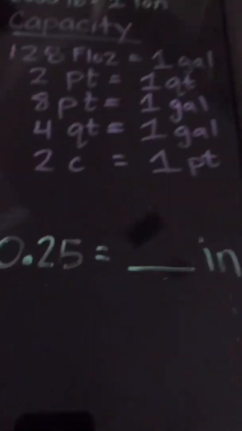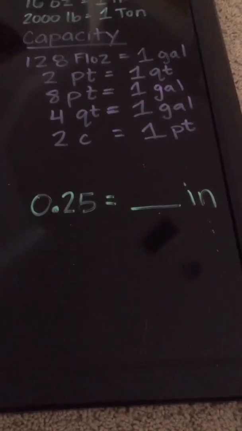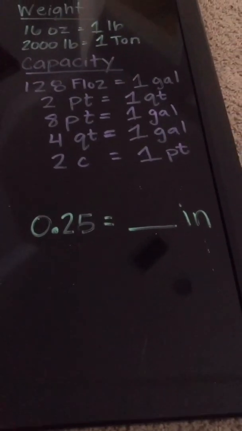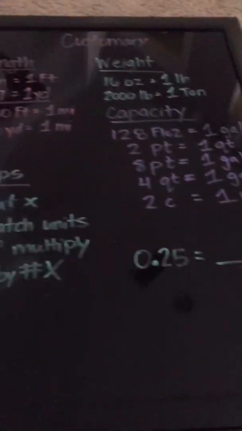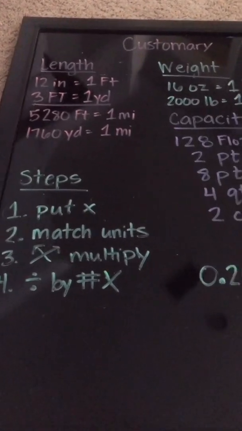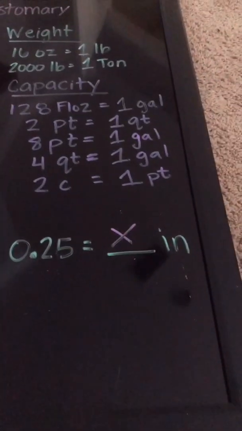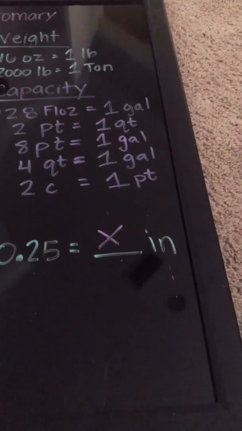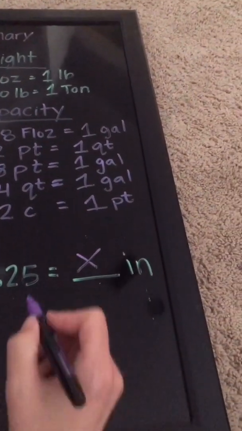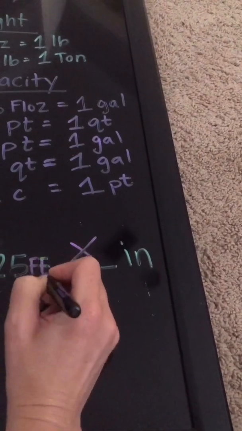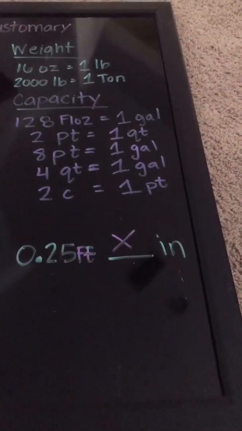So I have my problem written down. 0.25 equals blank inches. So first step, step 1, put an X. So I'm going to go in and put my X. Step 2 is to match my unit. So I'm dealing with 25 hundredths feet to inches.